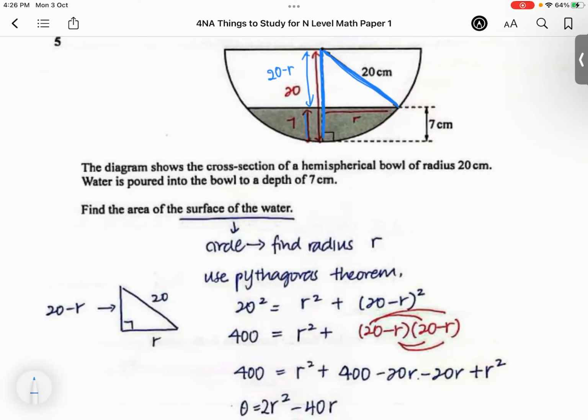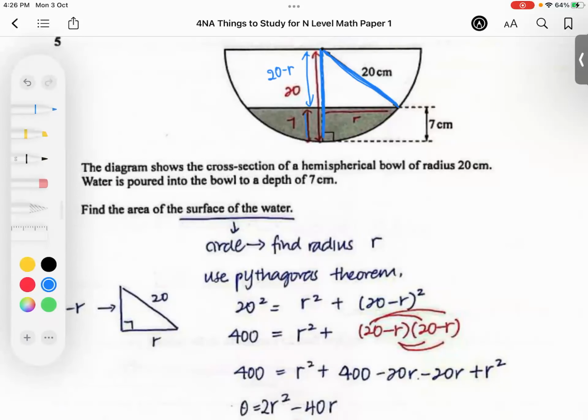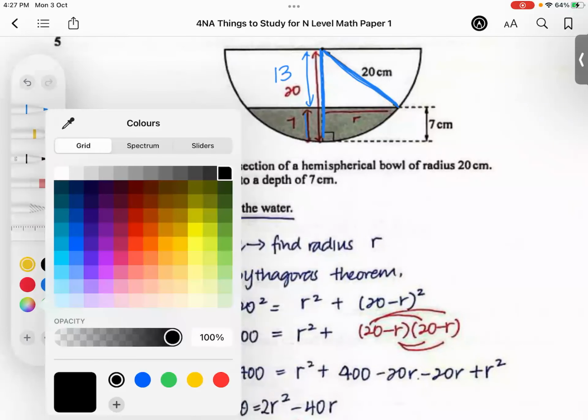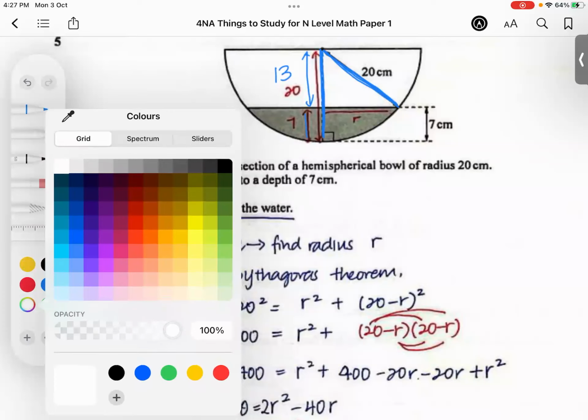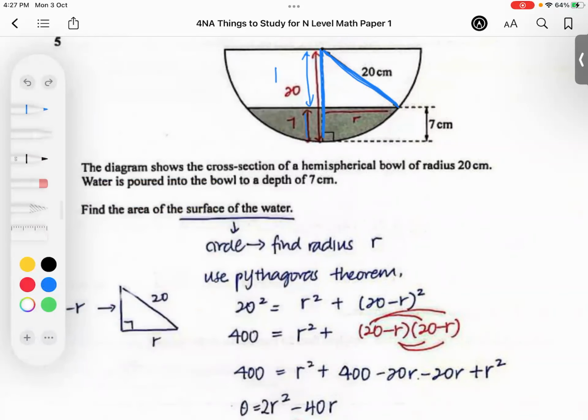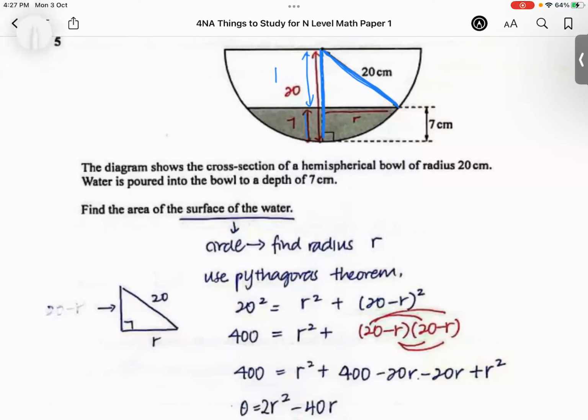Not 7, but is it r? Wait, what is this? 20 minus 7. Sorry, this is 13. Why am I writing 20 minus r? Okay, my answer is wrong. Oh no, this is 20 minus 7, this is 13. I saw it wrongly. Sorry. Let me erase all of this. This answer is wrong. Everything wrong. This is 13. This is 13.